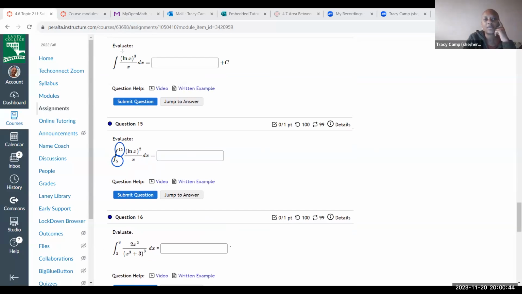Versus the antiderivative, like the previous problem, notice there are no numbers at the bottom of the little integration symbol. So the 5 and the 15, that's what makes this a definite integral. And I didn't do any examples of using U substitution with definite integrals in the lecture video. So I just wanted to do one right now.